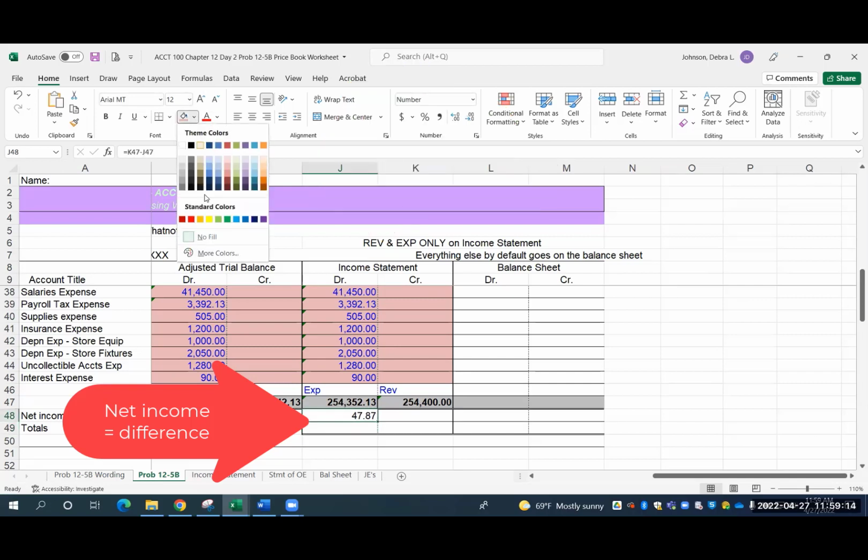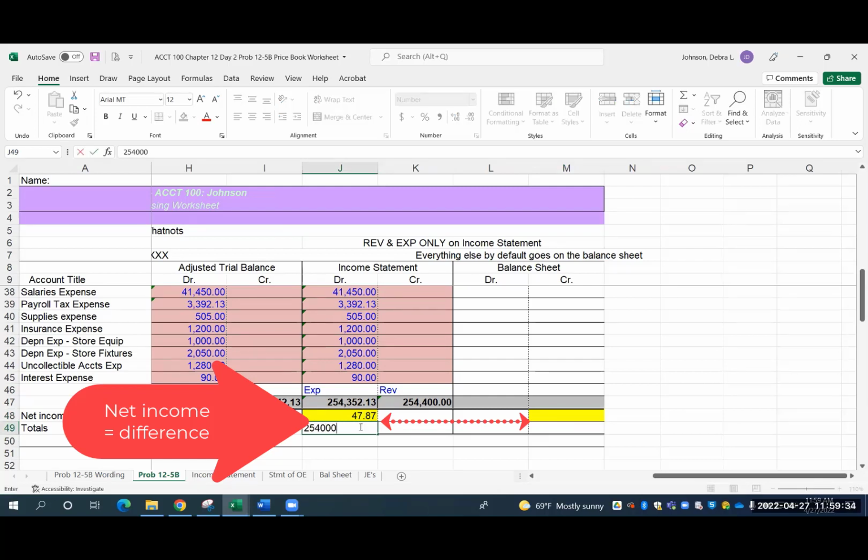That same number, don't forget the principles of a worksheet, that same number must balance us out over here on the opposite side. So when I carry those balance sheet numbers over in another few minutes, I also better be off by 47.87. So let me balance this out. This is 254,400. And the same.